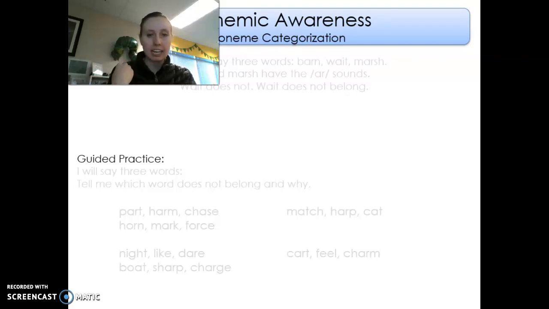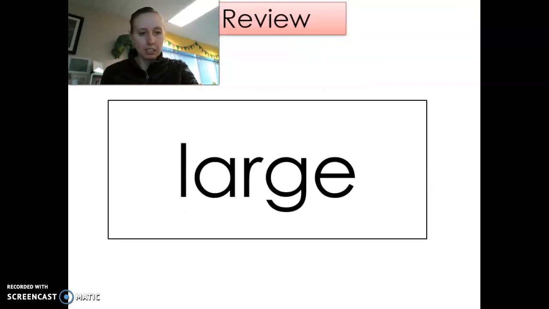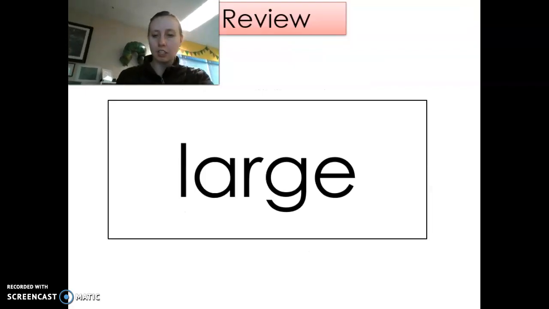Night, like, dare. Dare does not belong. Cart, feel, charm. So cart and charm have ar, so feel does not belong. Boat, sharp, charge. Boat does not belong. Okay, friends, this is our 4th day of doing this, so we're going to go a bit faster.